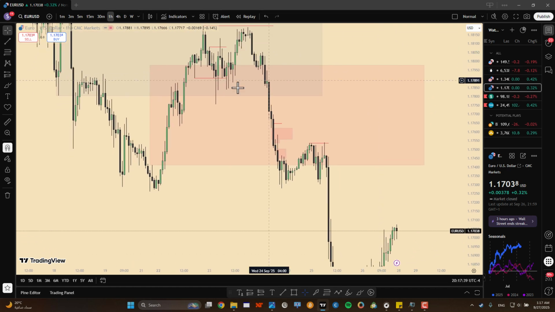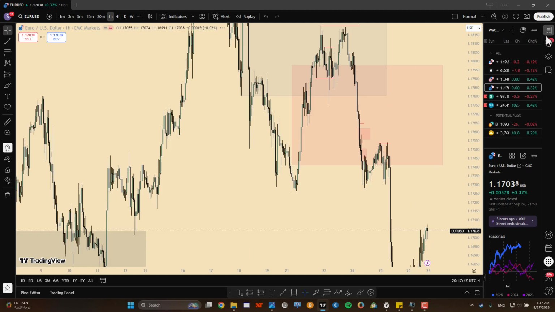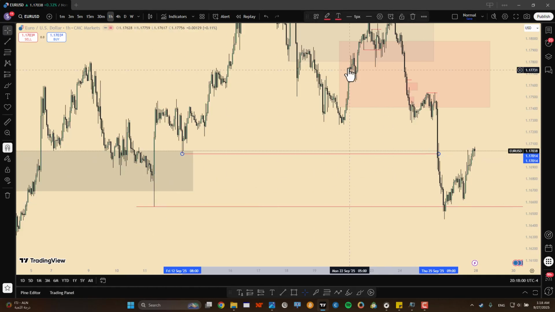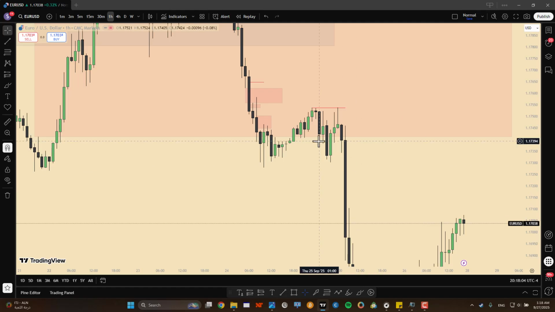So I had to wait for another day and waited all the way to Thursday to get a chance to enter. Again, there were still targets. For example, there was still this low, and overall that low right here. So now let's talk about Thursday and how I was able to find an entry.